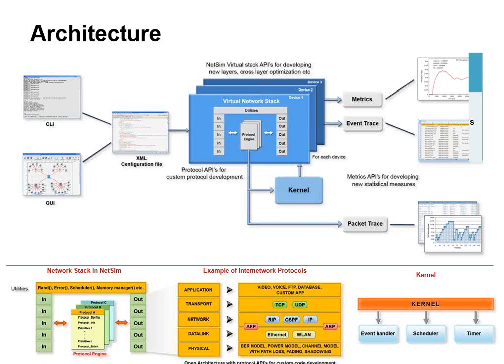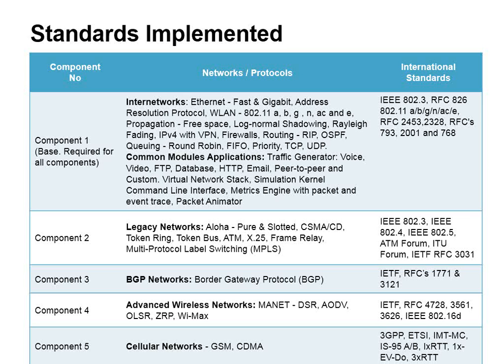So NetSim is divided into components or libraries. In the standard version users can make a selective choice while using NetSim. This is a list of the contents of each library and the corresponding IEEE and IETF standards referred during implementation. Let's say, for example, component 1 consists of protocols implemented in wide area network, local area network, and wireless LAN. You can also see the standards, that is the IEEE 802.11 a/b/g/n/ac.